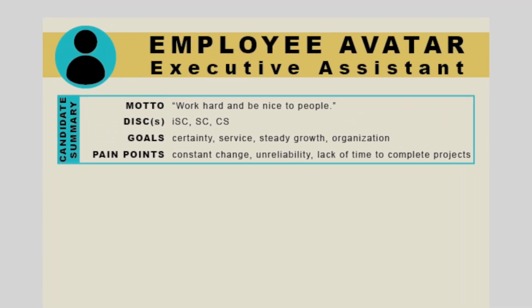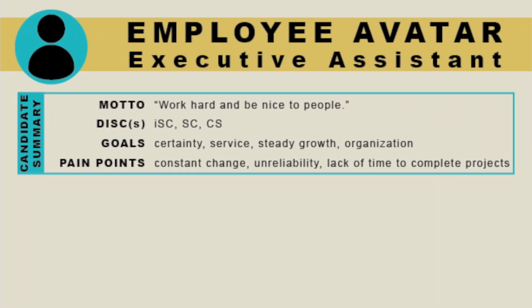The summary is a rough sketch meant to capture the essence of the candidate's personality and motivation. Your candidate's motto is their modus operandi, or what you'd imagine their character, habits, or little quirks might look like and sound like. Feel free to have some fun with your avatar's motto.